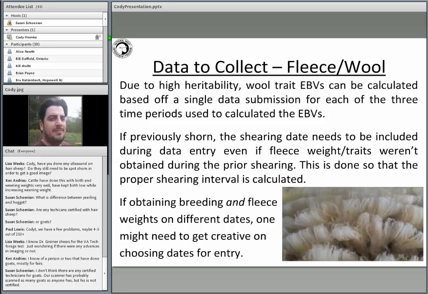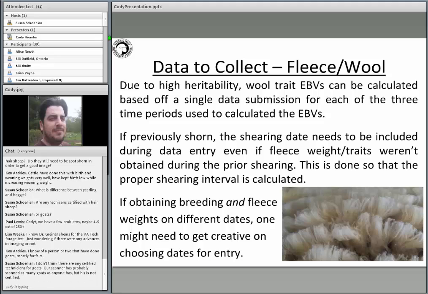And the other thing that I noted, because I have been entering in fleece weights just for fun, the last few years, is that when you get into certain categories, and I believe it was the adult categories of 2-year-old, 3-year-old, 4-year-old, and 5-year-old, the breeding body weight that is entered needs to be the same date as the fleece weight that's entered. So you may need to get a little creative there.